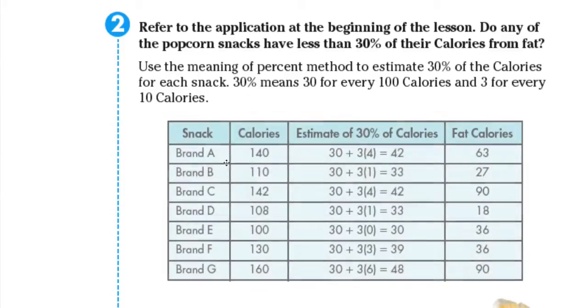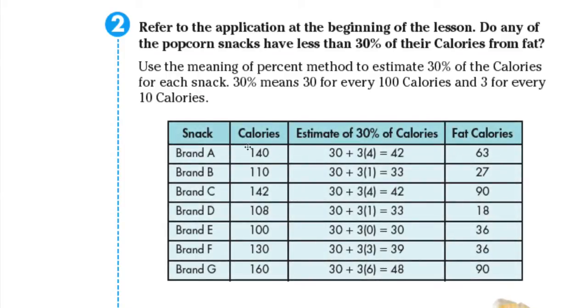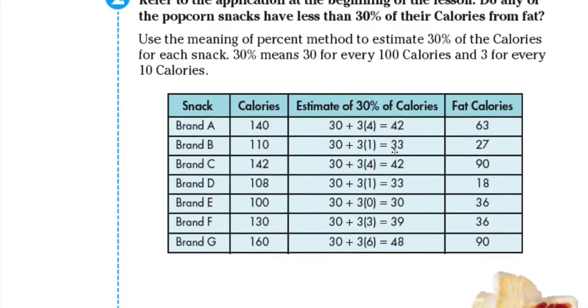And let's look at this chart. Brand A has 140 calories, and we estimate 30% of it. So 30%, plus 3 times 4 will give you 42. Well, when you say 30%, that is 30 for every 100 calories.